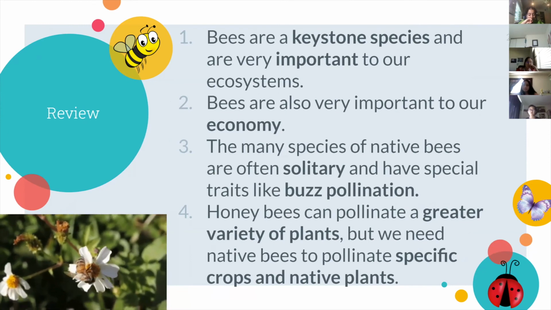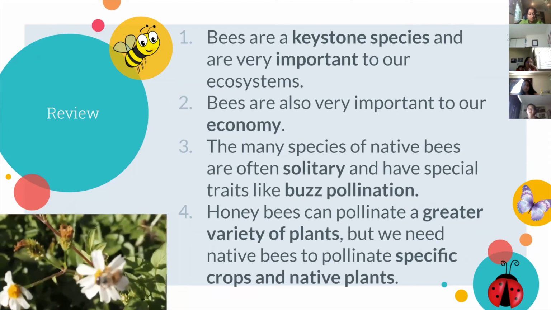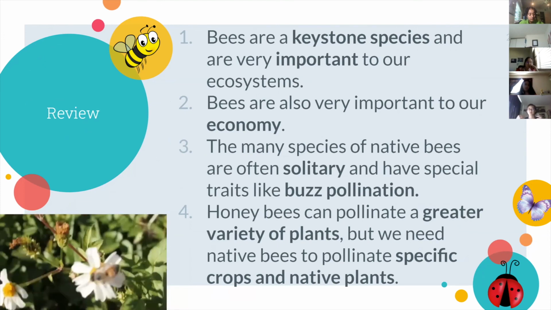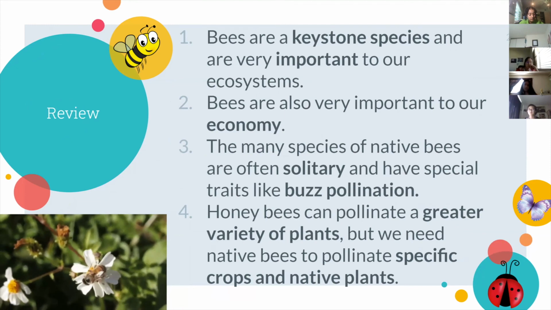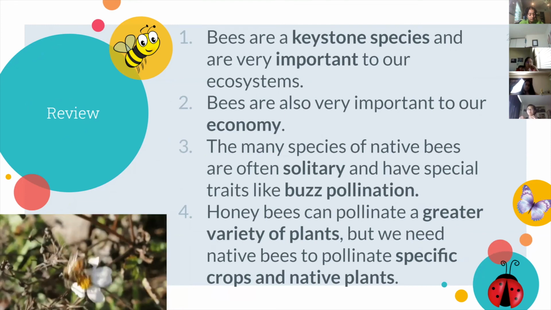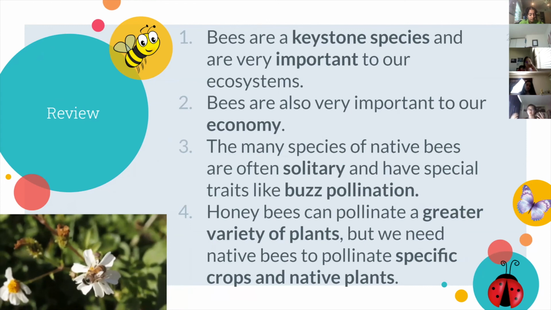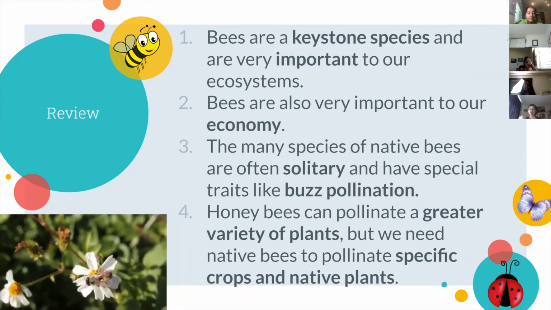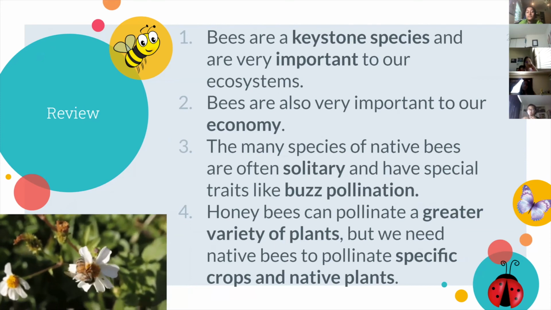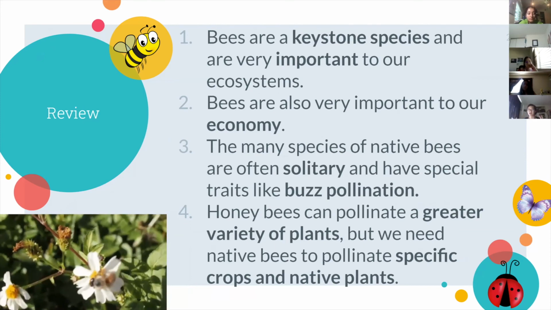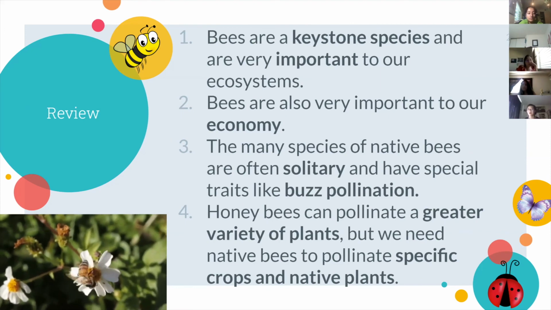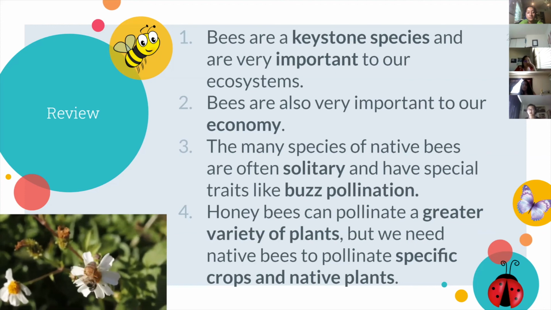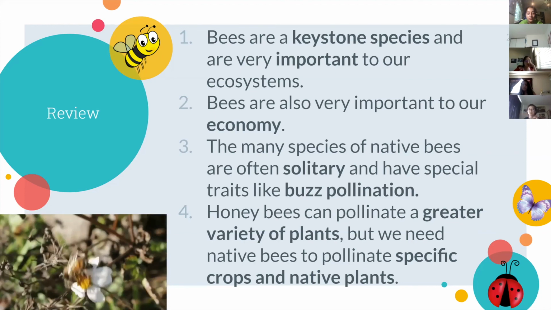Okay, so now I'll be going over a review of what we learned, because it was a lot. Bees are keystone species, which means that they're very important to our ecosystem, and without them the ecosystem will likely collapse or not be very healthy. They're also very important to our economy because of all the food that pollination is able to contribute. There are many species of native bees that are solitary, which means that they live alone. And some native bees have special traits, like buzz pollination, that allow them to pollinate native plants better.